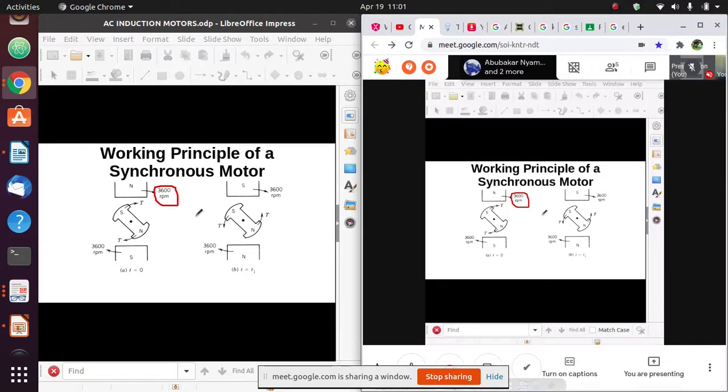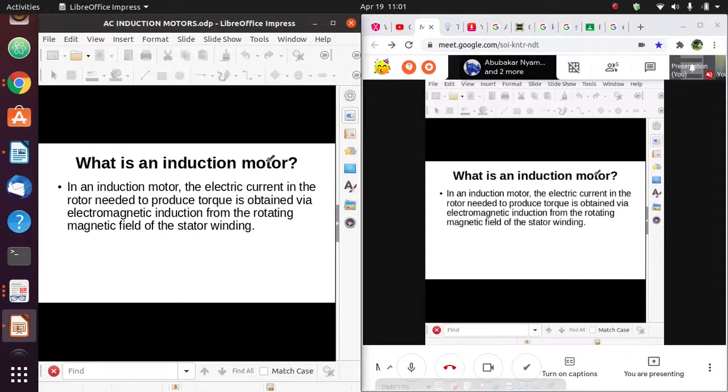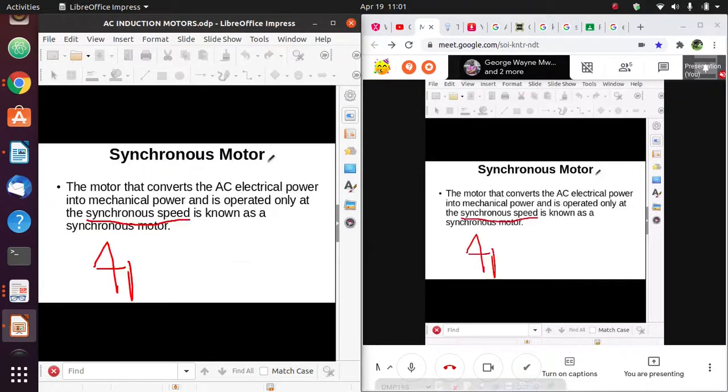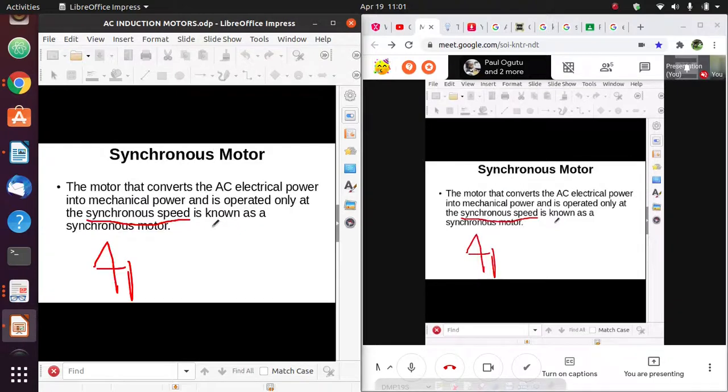Another way is by starting it as an induction motor. So what happens is you provide additional windings known as damper windings, but we won't talk about that now. Let us continue with what we are doing today, which is induction motors. But based on principle of operation, we can have synchronous motor or induction motor.